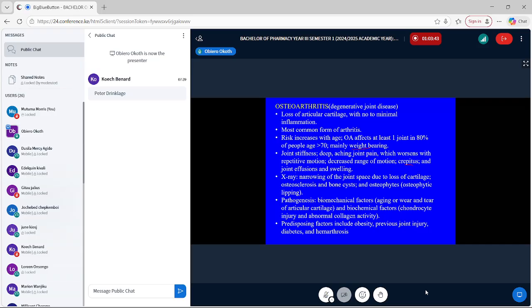You can sometimes get joint effusion. On the X-ray here, you have narrowing of the joint space, bone cyst, and you can get osteophytes. Osteophytes are new bone being formed next to the joint. The pathogenesis here is mainly age or wear and tear of articular cartilage, but it can also be from a chondrocyte injury or abnormal collagen activity. We get it a lot with patients who are obese, or patients who had a previous joint injury, or patients who are diabetic, or patients who have hemarthrosis.